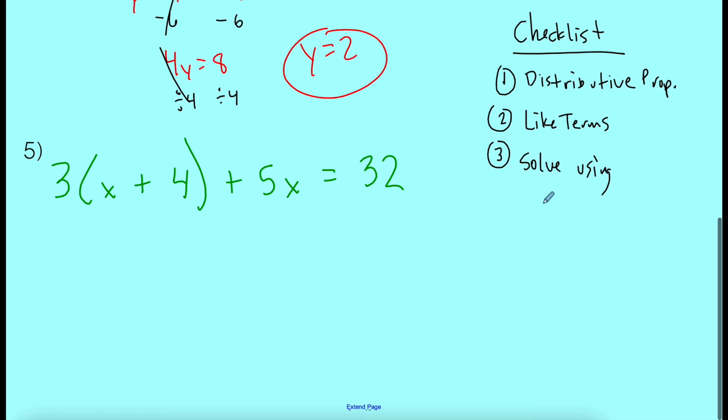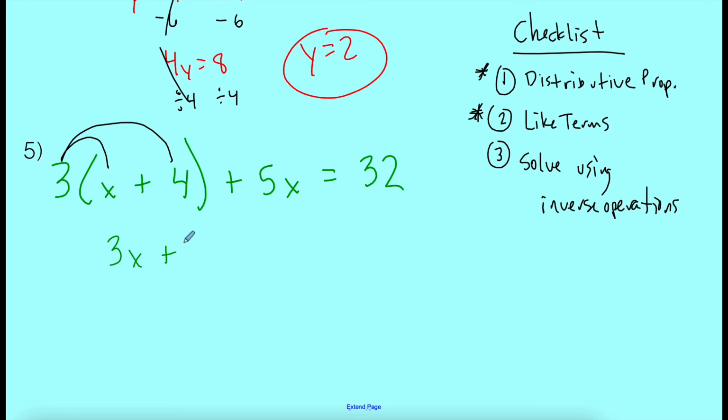Solve using inverse operations. All right, so you might have these first two things. I'll put a little star by them. You might have those, you might not, but look for them first. And once you've looked for those things, lastly, go ahead and solve. In this green number 5 problem here, I think I have both of these things. So first I'm looking for distributive property, which plain as day, it's the first part of the equation, 3 multiplied by x plus 4. So I can rewrite this problem as 3x plus 12 plus 5x equals 32.